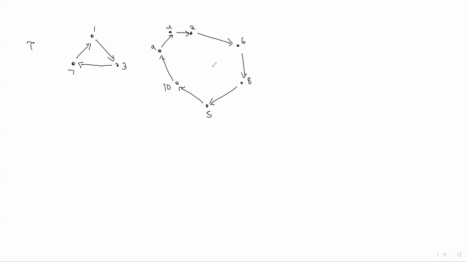Okay, so that's tau. First of all, getting tau inverse is super easy. For tau inverse, just reverse the arrows. So for tau inverse, it's the same thing, but with the arrows reversed. So 1 will now go to 7. 7 will go to 3, and 3 will go to 1. And the same thing for this other one.